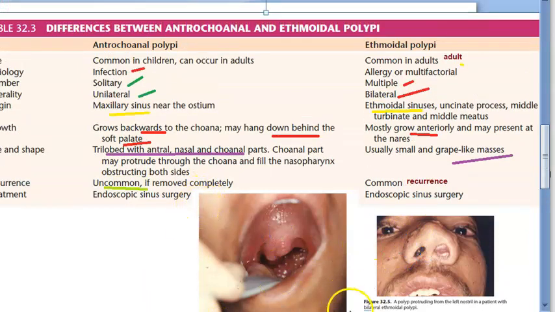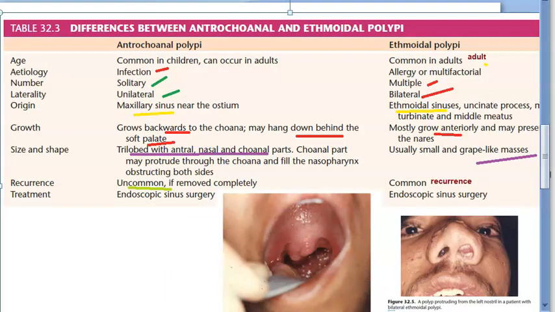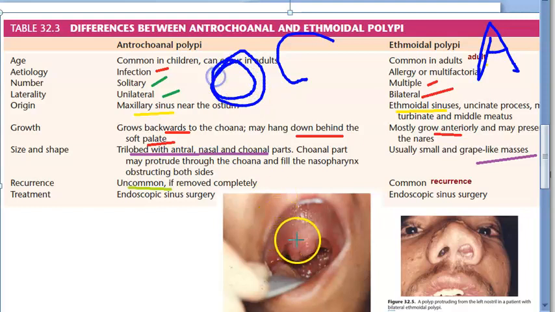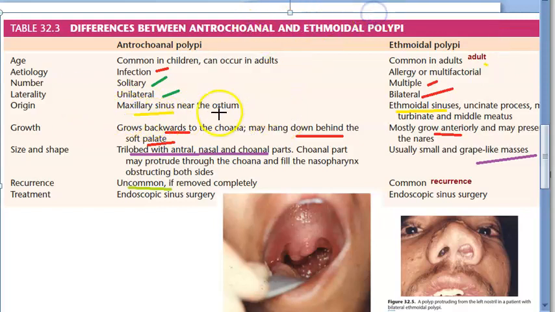Okay. So let's look at this. So are you ready, guys? Let's look at the differences between antrochoanal and ethmoidal. See, this one is in children. This one is in adults. This one usually will be unilateral, only on one side. Okay. It will be solitary, unilateral and solitary. Origin is from the maxillary sinus near the ostium.